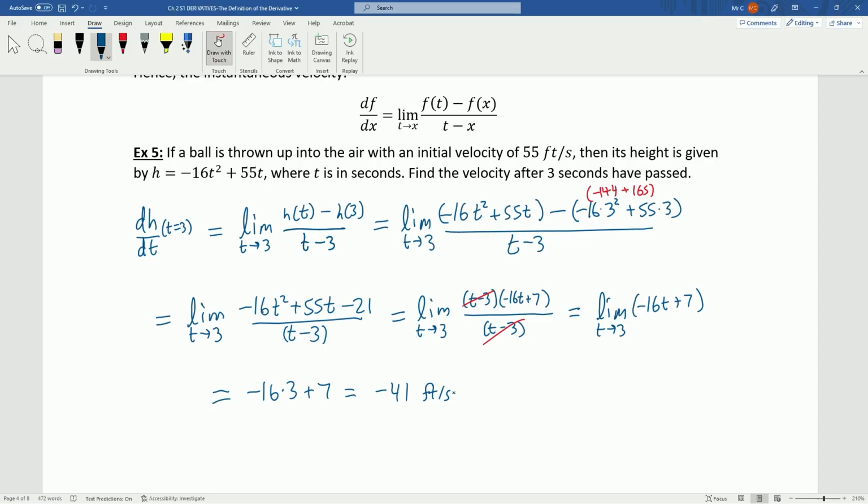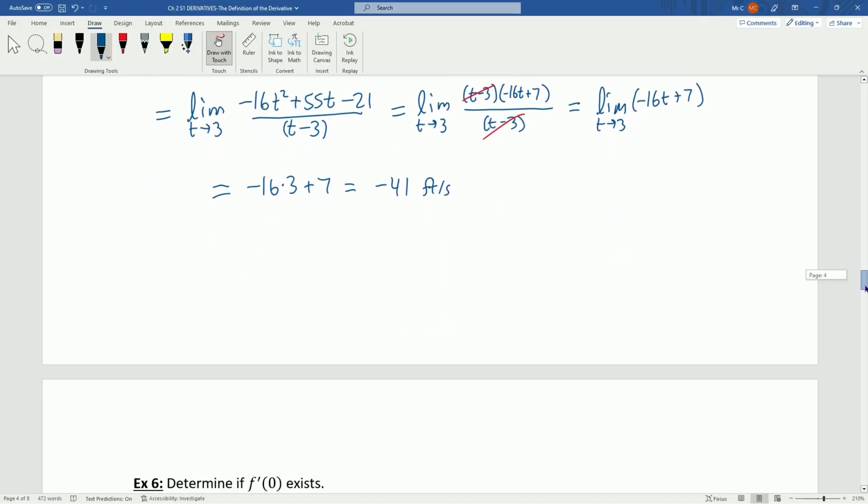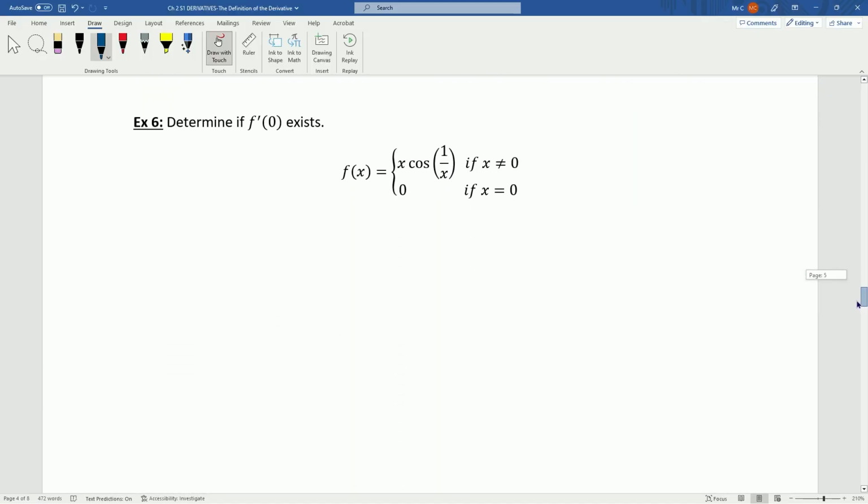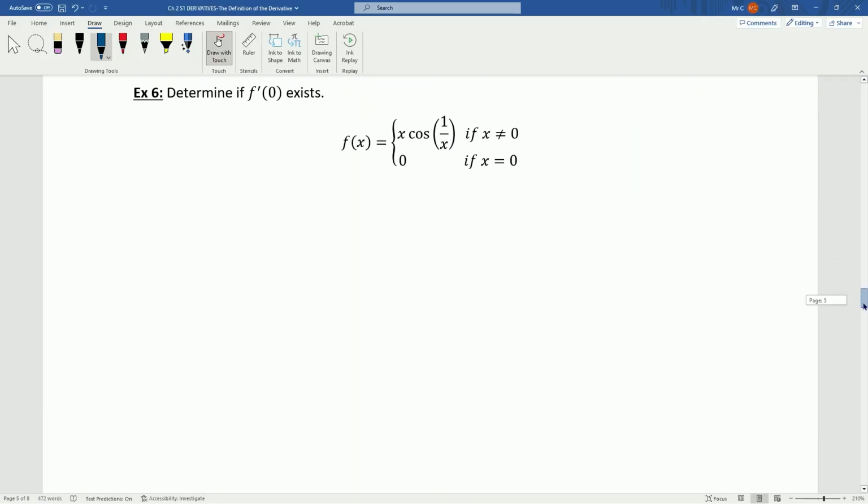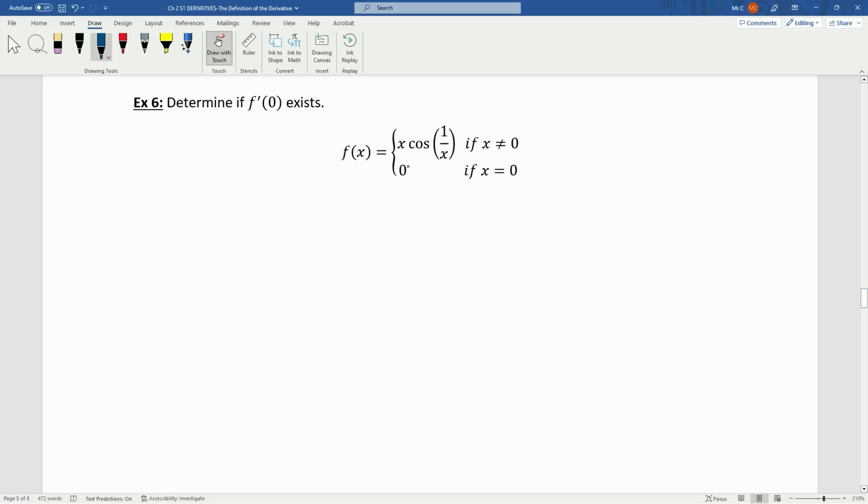Okay, so that's it for this one. Let's go ahead and move on. Now we want to determine if the derivative at 0 exists for this function.